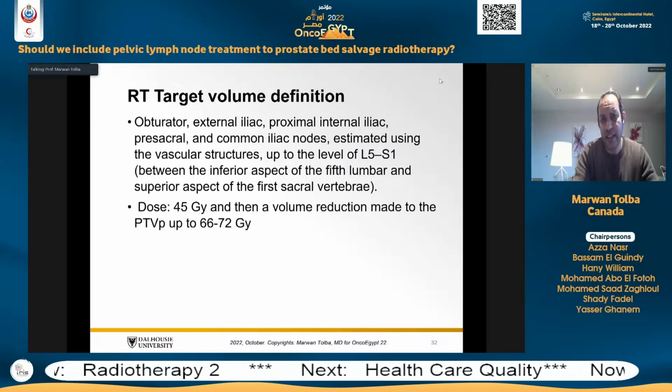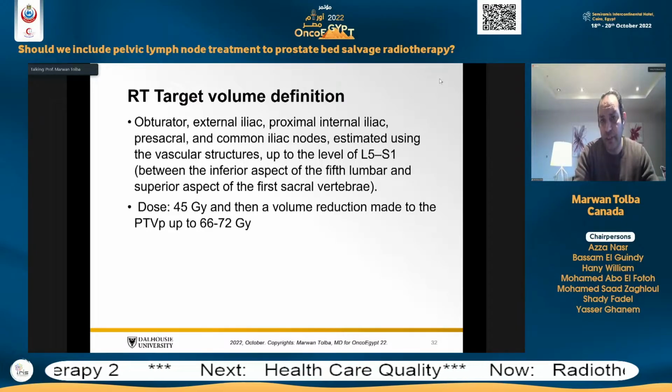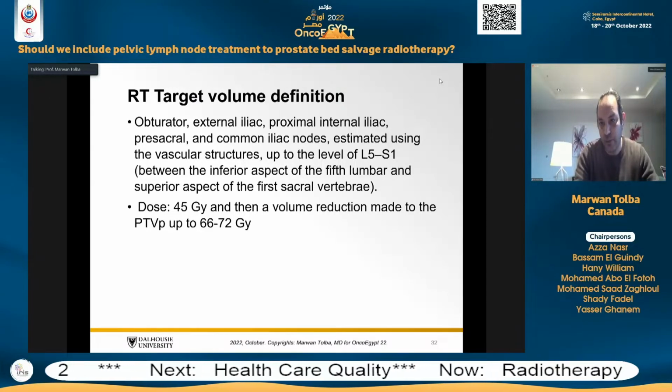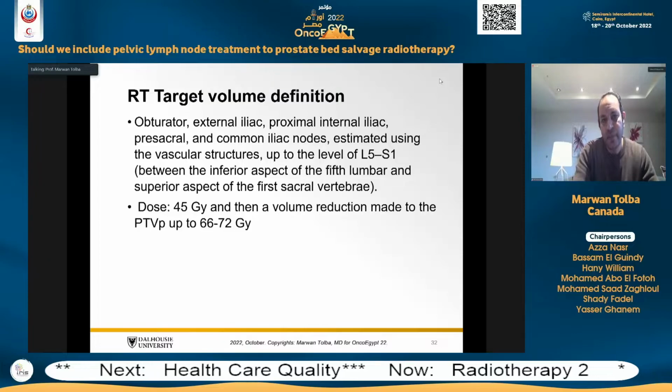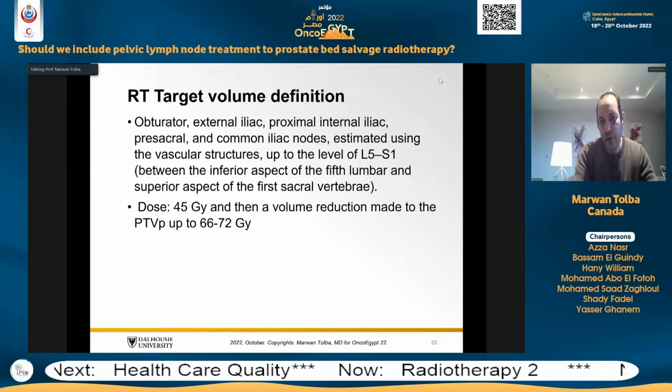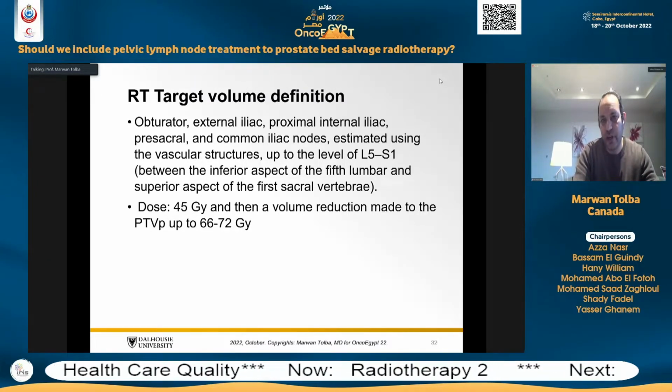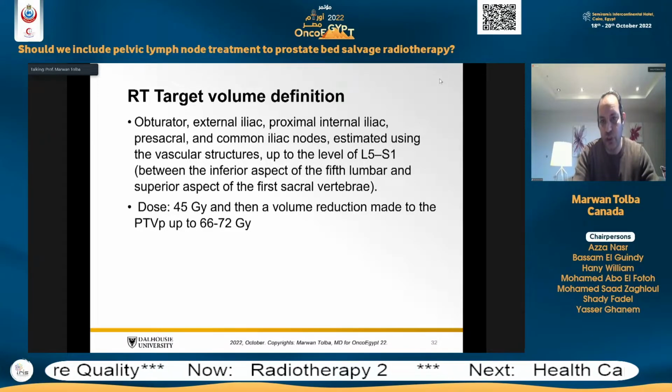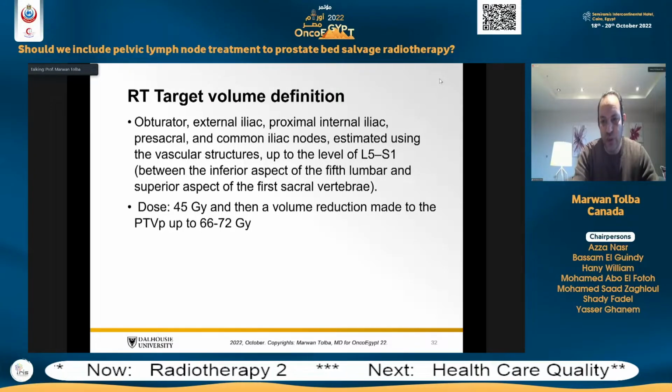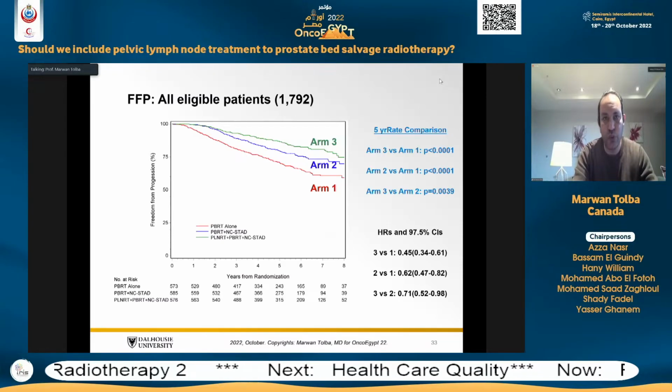They defined the target volume as the usual target volume up to the level of L5-S1. This is very important because I will mention it shortly. And the dose they used is the conventional dose. They treated the pelvis with 45 to 46 gray, and they treated the prostate bed up to 72. We usually use 62, and we can boost if there is gross disease or on the PSMA PET scan or something, up to 70 or 72.